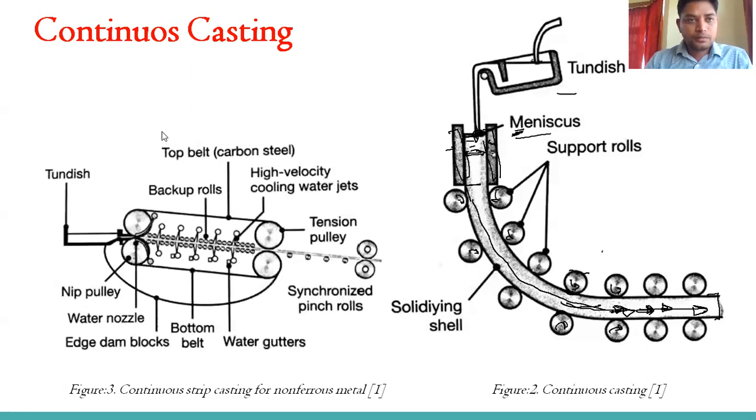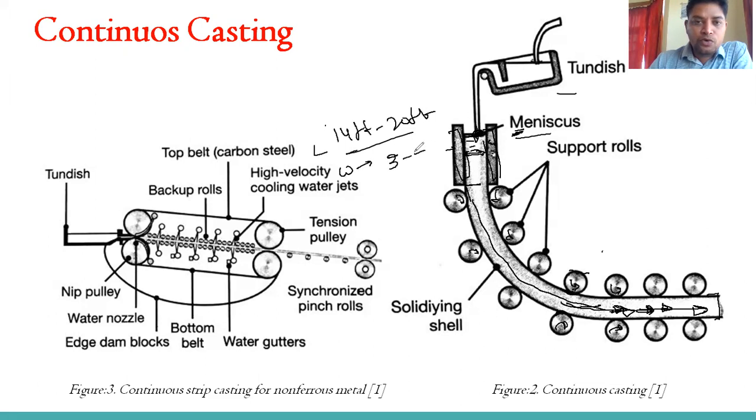Next is the same thing, but generally for sheets. The sheets that we get for roof sheds are 14 feet to 20 feet in length, and if you compare the width, it is 3 to 4 feet. And the thickness is in the range of 2 to 6 only. So the thickness, compared with the length and width, is very small.